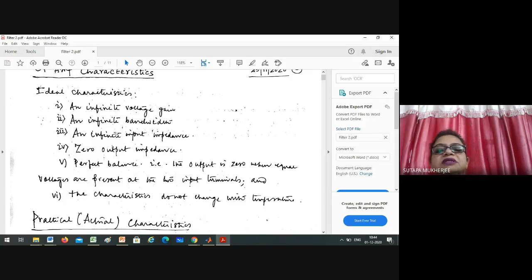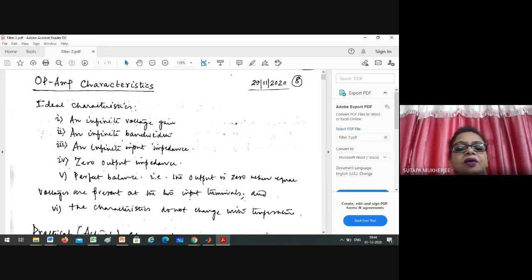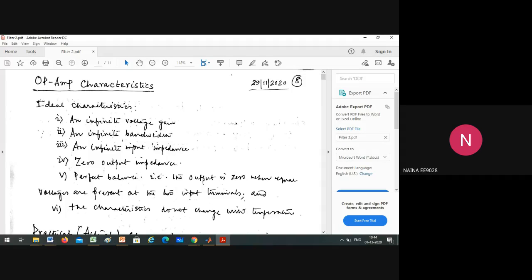All these features are there. I mean, all these items, that is, the op-amp characteristics, all of these are there.